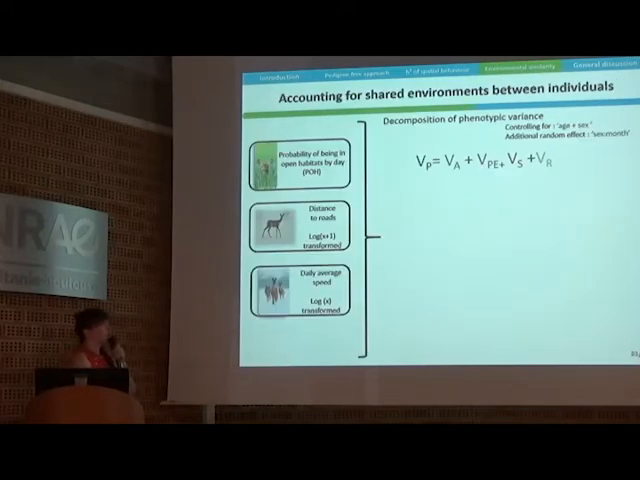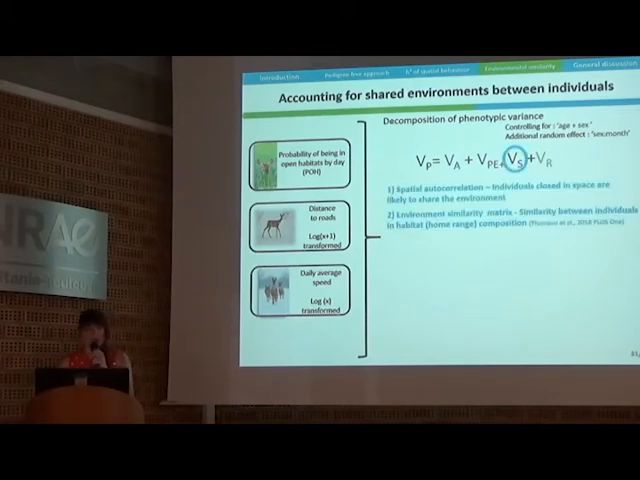So to do so, this time, we decompose phenotypic variation a little further. We decompose phenotypic variation of the movement behavior. But this time, we add a variation due to shared environment. Shared environment has been assessed through two different methods. First, by accounting for spatial proximity among individuals. So what has been done for the moment in the literature. And after, we also accounted for shared environment by calculating the similarity between individuals in the habitat. What for the moment has never been done empirically in the wild.